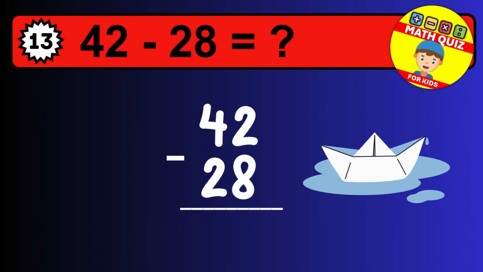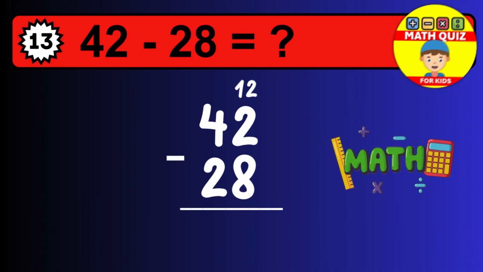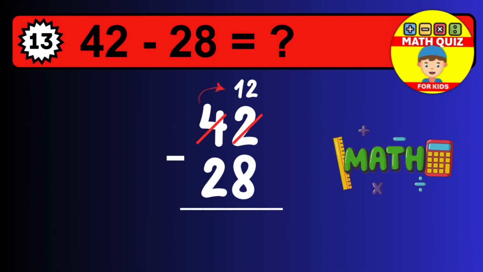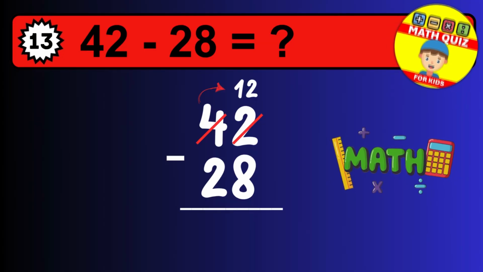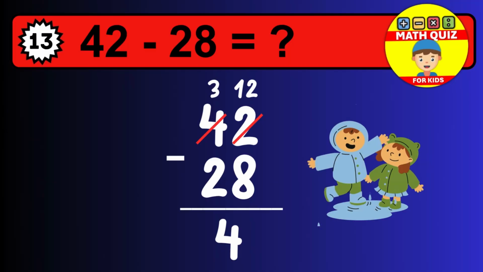Let's solve this step by step. We start with the units. 2 minus 8 is not possible, so we need to regroup. We take 1 10 from the tens column. Now we have 3 tens, and the units become 12.